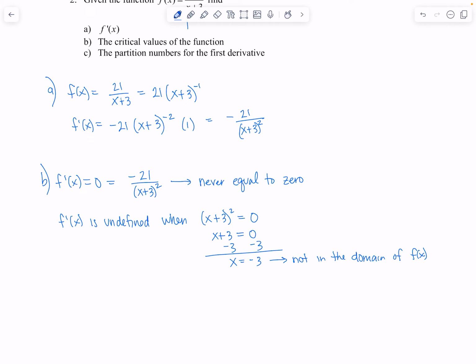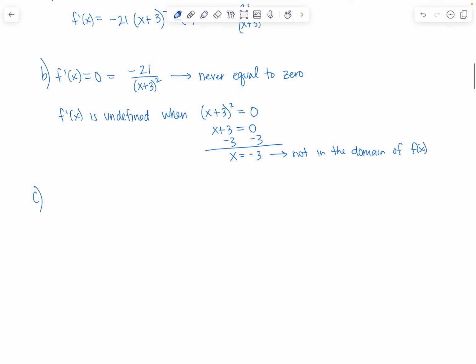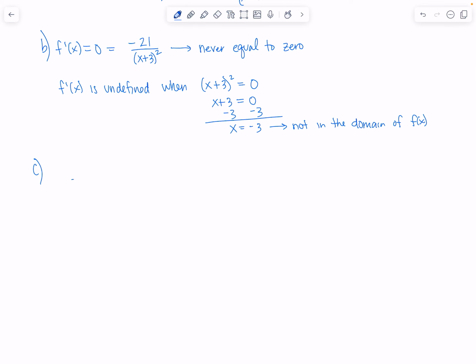So part C, the partition numbers of the first derivative. Well, our partition numbers are found by setting the derivative equal to 0, which can't happen here, and where it's undefined. So the only way we're going to have a partition number is going to be at -3. We'll look around -3 because that's where it was undefined.